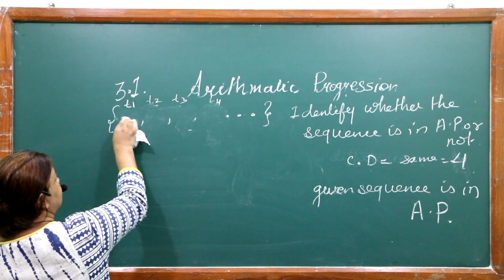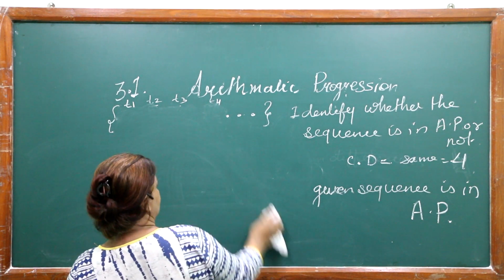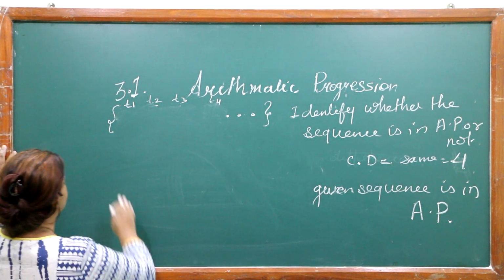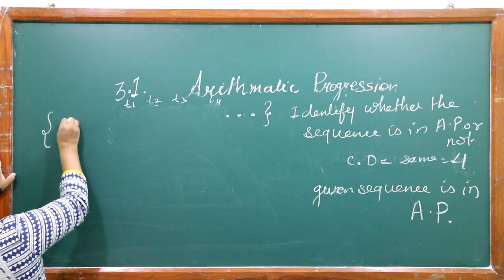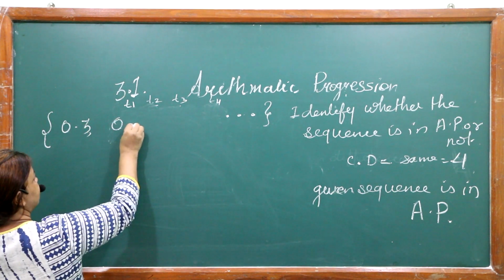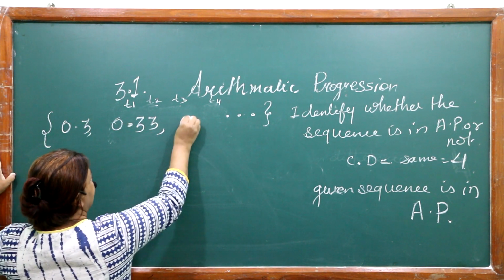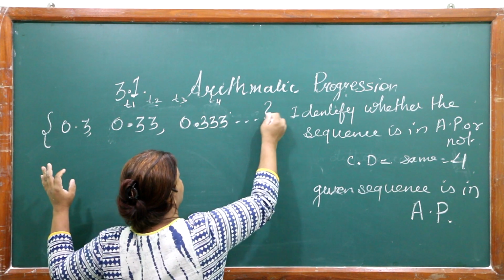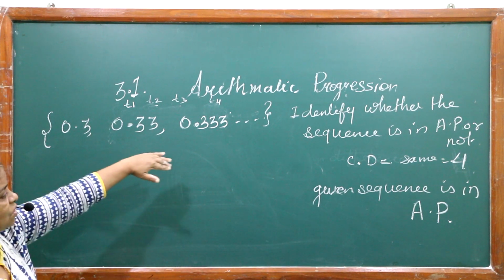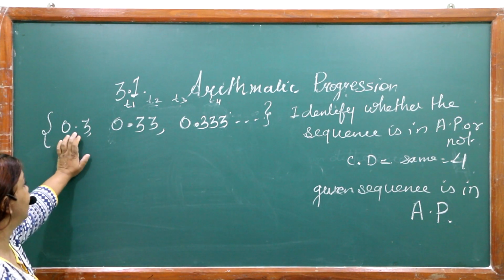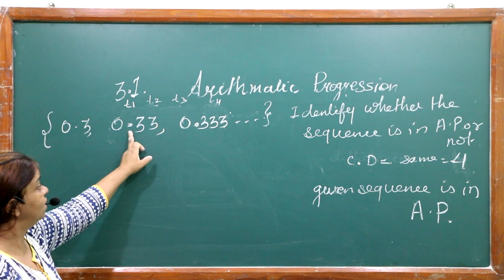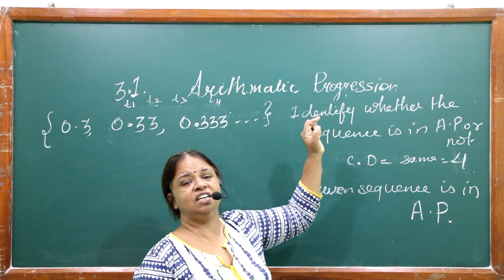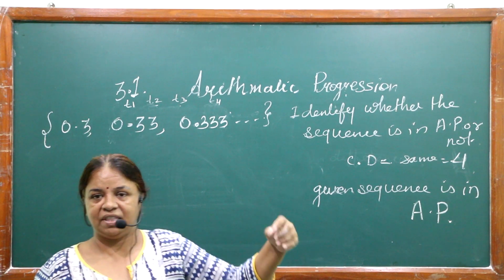Now here the terms are 0.3, 0.33. Let me write it here. The first term is 0.3. Next term is 0.33. Then 0.333, okay, and so on. And we want to say whether it is an AP or not. Looking at this, one is 0.3, then one more decimal digit is added here, then here one digit is added. The next you can write 0.3333, 4 times, then 5 times, then 6 times.